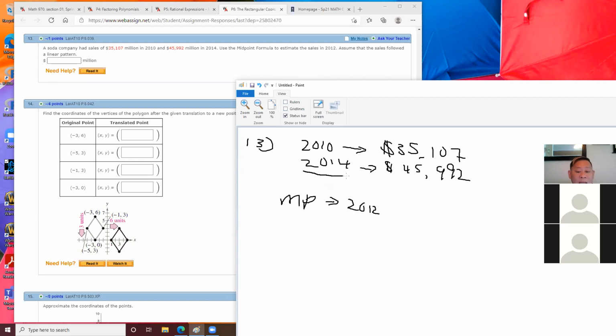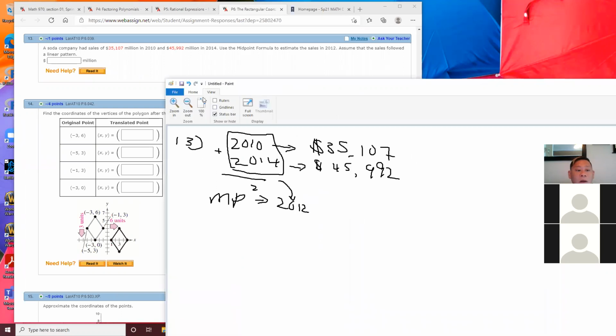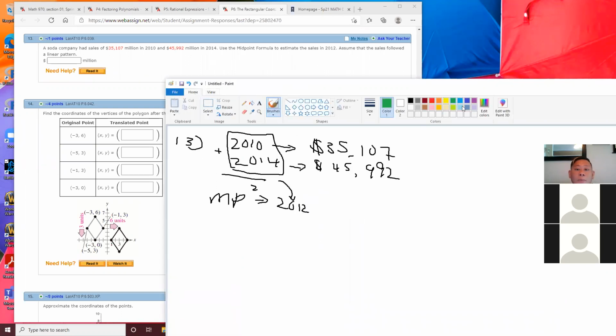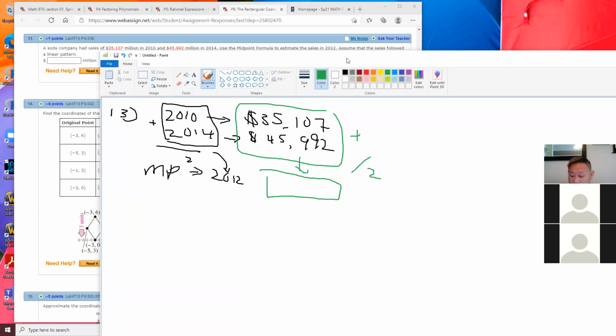Because as you know, when you add these two years and divide by 2, you will get 2012. So what you do in this question is the same thing, because it's a midpoint. You take this, add them up, and then divide by 2. And then that will be your answer in this case. So it's calculator, because it's a big number here. So just add them up and divide by 2.